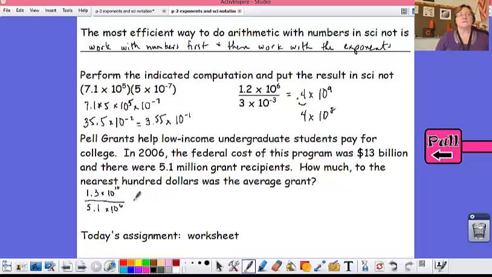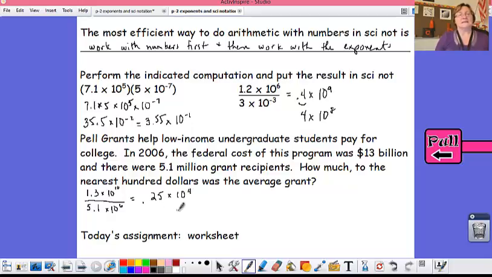All right, so the rules say, do the work here, 1.3, get my calculator, 1.3 divided by 5.1, that's 0.25, about, and then it's do the arithmetic here. We've got like bases and a quotient, so we're going to subtract exponents, 10 to the fourth.